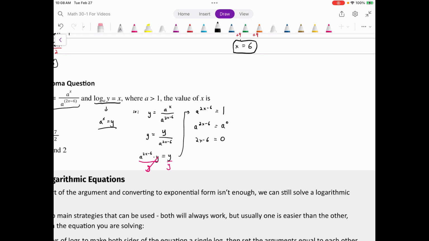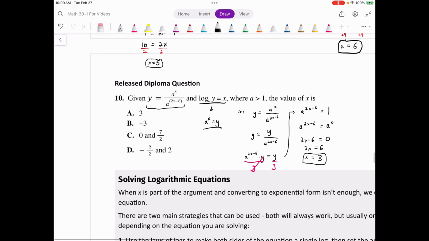And therefore, add 6 to both sides. 2x equals 6. Divide both sides by 2 because x is being multiplied by 2. And we get x equals 6 divided by 2 is 3. So x equals 3. So A.